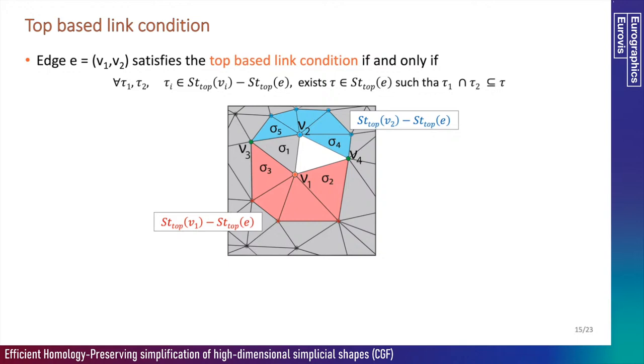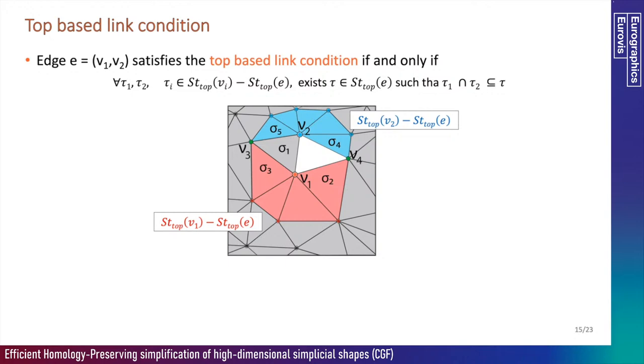We just have to take the two vertices involved in the edge contraction, and we extract these two sets of simplices, the top simplices that are incident in each vertex. So these are highlighted in red for the red vertex V1, and in blue for the vertex V2. Once we have all these simplices, we compute pairs of them and we intersect them. So for example, we take the top simplices sigma 3 and sigma 5 and we intersect them, thus finding an intersection vertex V3. Now we have proved that if there is a top simplex in the star of the edge, which also contains this vertex V3, then the edge contraction can be homology preserving. So the link condition is satisfied.